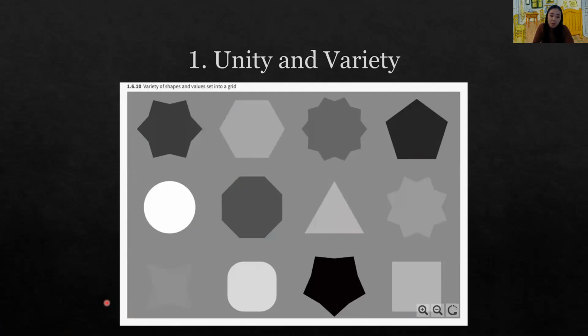Variety can invigorate a design. This example shows a composition of shapes set into a rectangle on a grid. Even though the grid structure is predictable, a variety of shapes and values counteracts the rigid structure. Many artists use this kind of variety to express an energy that would be lost if there were too much unity. So variety is the artist's way of giving a work of art a jolt.